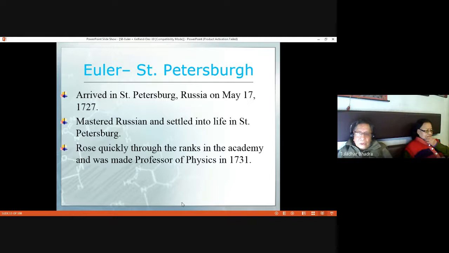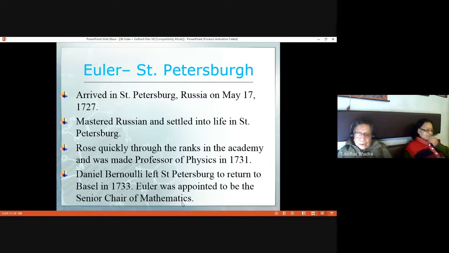So when Euler settled in St. Petersburg, he rose quickly through the ranks in the academy and was made professor of physics in 1730. You can see he was a versatile type of person. He started with theology, I will say, and then he became a professor of physics in 1731. And another Bernoulli family member, Daniel Bernoulli, about whom we have talked some time back, left St. Petersburg to return to Basel in 1733. Euler was appointed to be the senior chair of mathematics. So the position held by Daniel Bernoulli in St. Petersburg was taken by Euler in 1733.